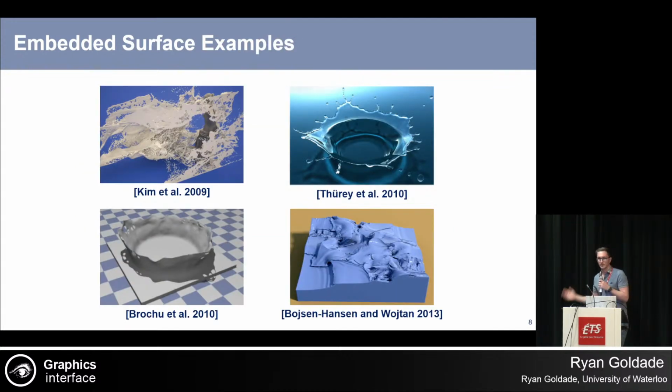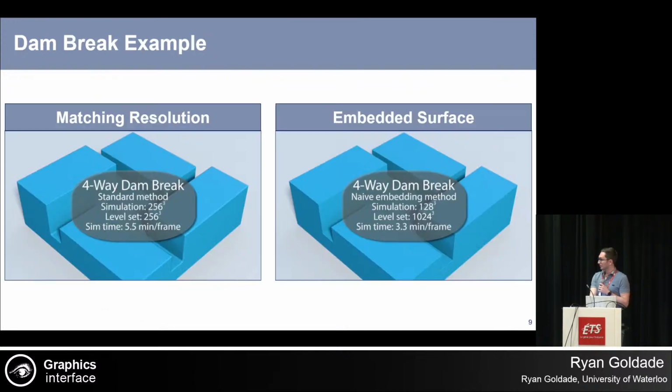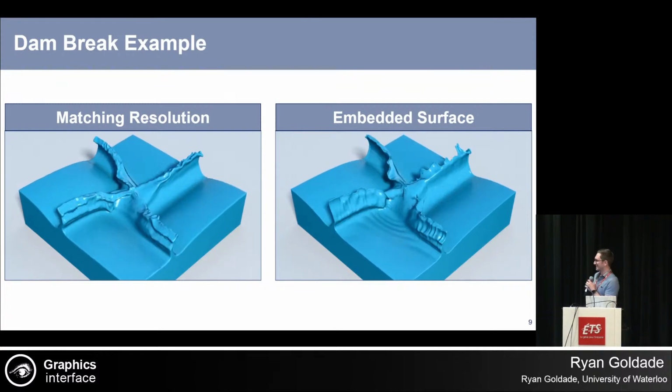There is plenty of previous work that uses this approach, but it causes problems. The last example, Boyne, Hansen, and Voitan, is what we'll focus on and how they fix this problem. So if we look at a really quick example, on the left here we have a matching resolution, so we have 256 cube voxels for the simulation and the level set. On the right we have a lower resolution physical simulation, but a 3 times higher resolution level set.